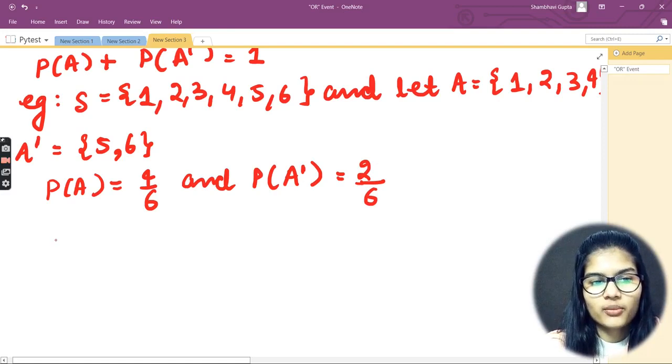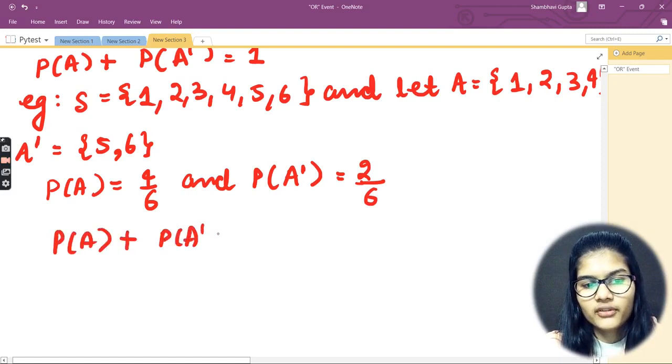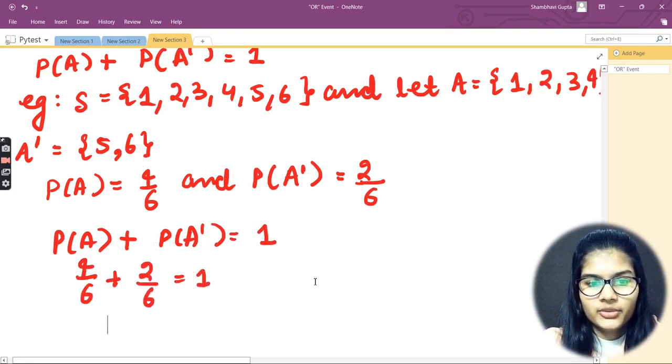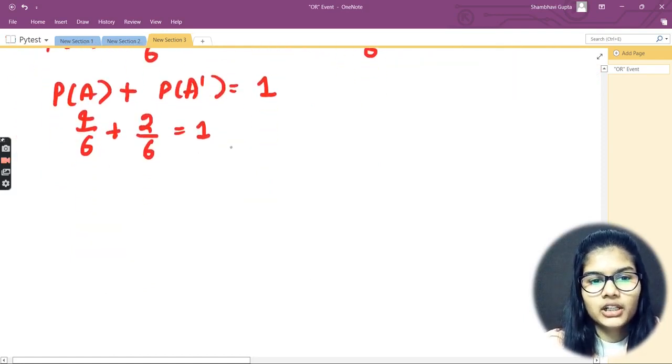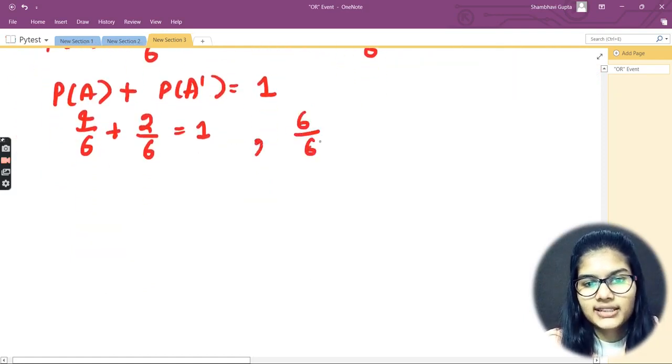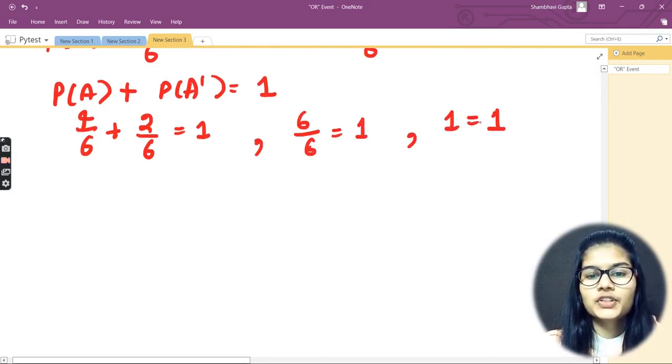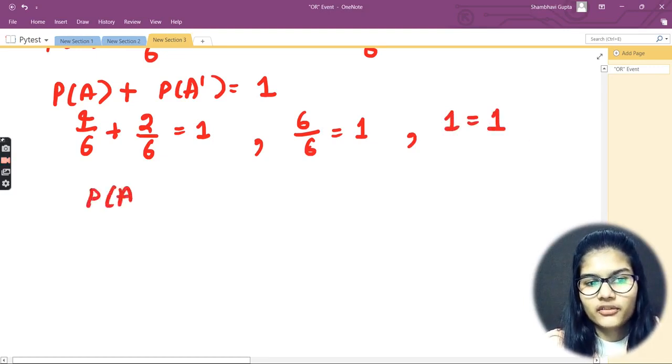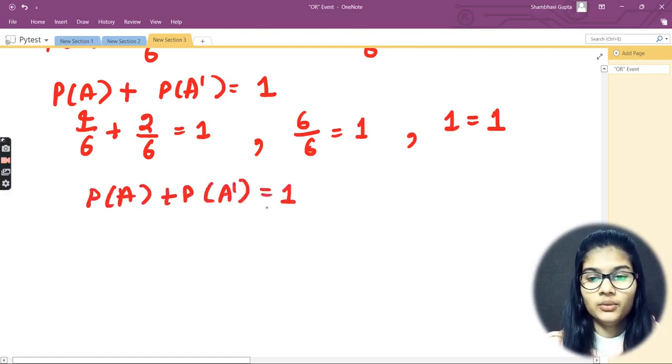Now if I add both of those, the probability of A plus the probability of A prime is equal to 1. If I apply 4 by 6 plus 2 by 6 and verify this, here you will have 6 by 6 is equal to 1. So in that case, 1 is equal to 1. We actually verified that the probability of A plus the probability of A prime is equal to 1.